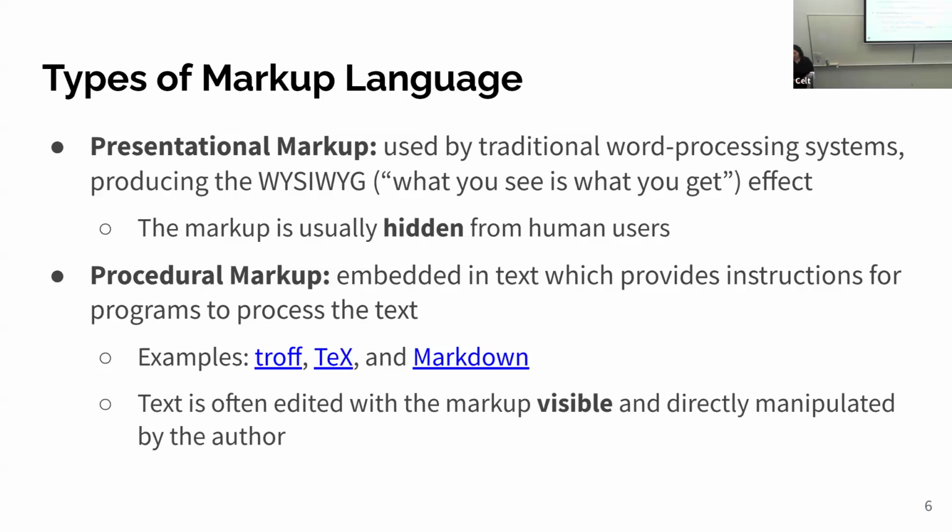In procedural markup, text is often edited with the markup visible and directly manipulated by the author of the document. So in Markdown, for example, if you want something to look like it's bold, you're going to put two asterisks before and after the text that you want to be bold. So you are seeing the markup. The two asterisks are a type of markup.